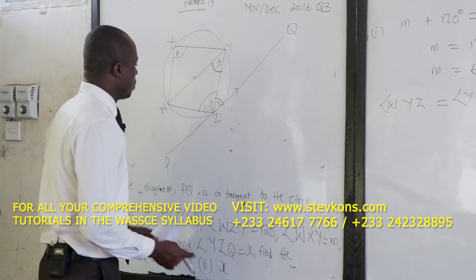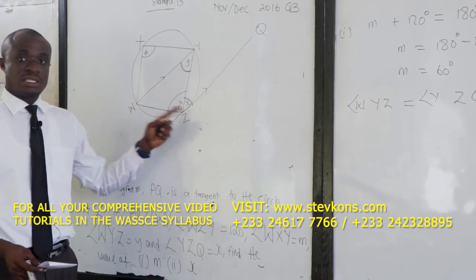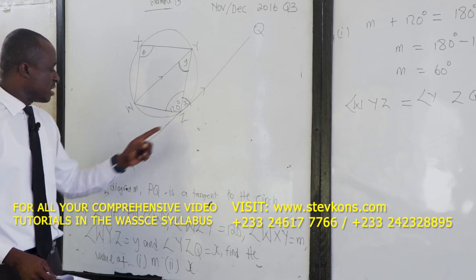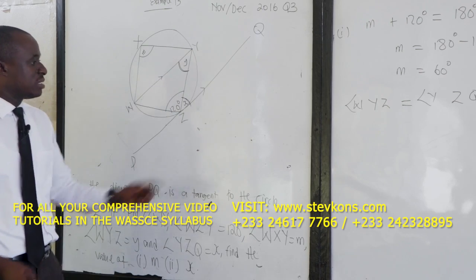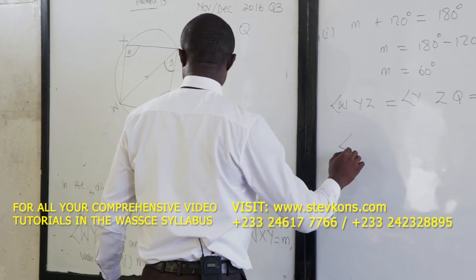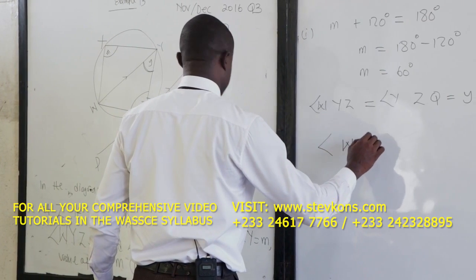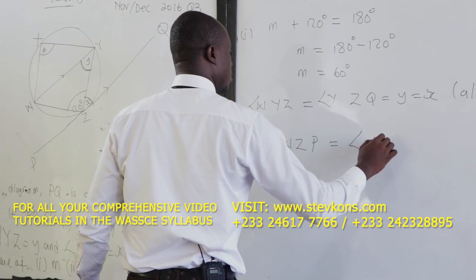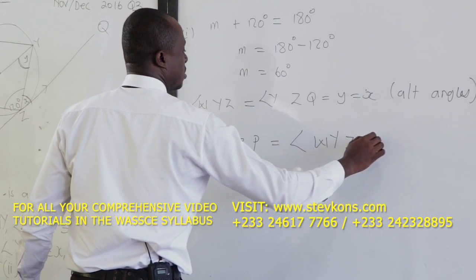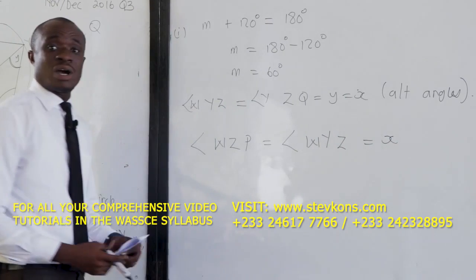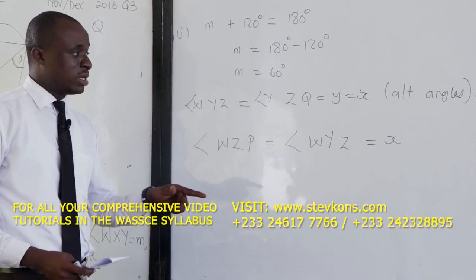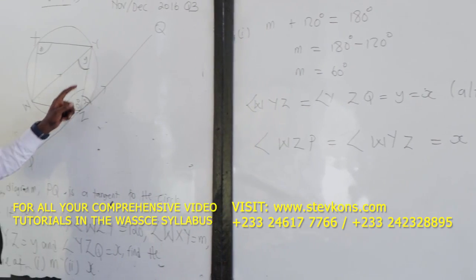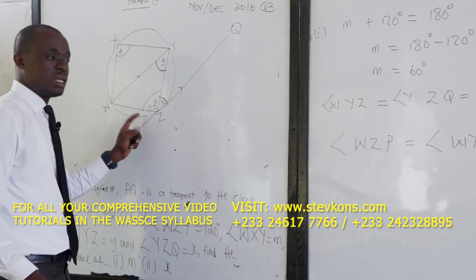We can also see that WZ is a chord. So angle WZP is equal to WYZ. Angle WZP is equal to angle WYZ, and this is also equal to X. We know that Y is equal to X. So it is equal to this Y, and we know that this Y is the same as this Y. So we can say this one is X.